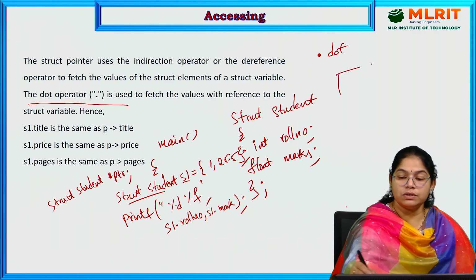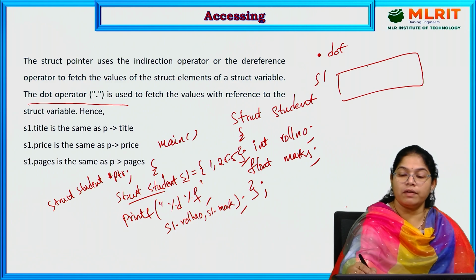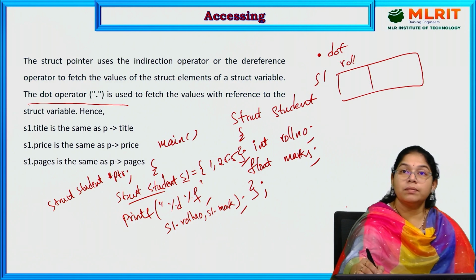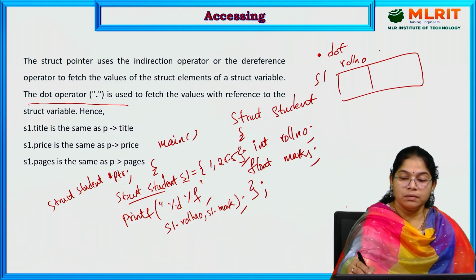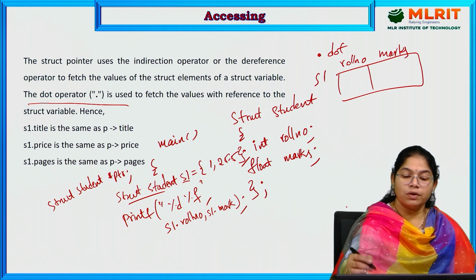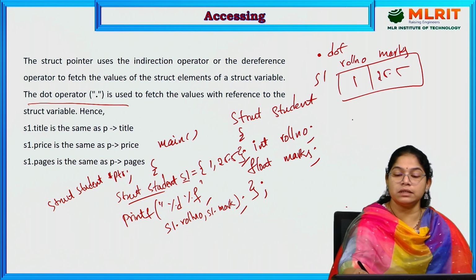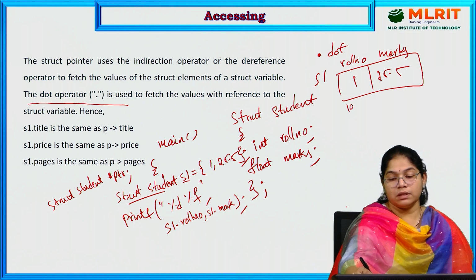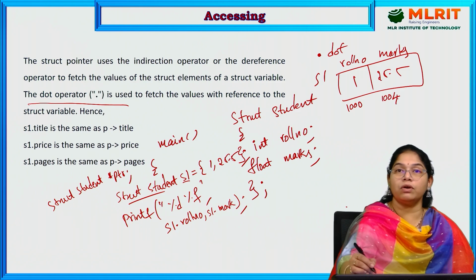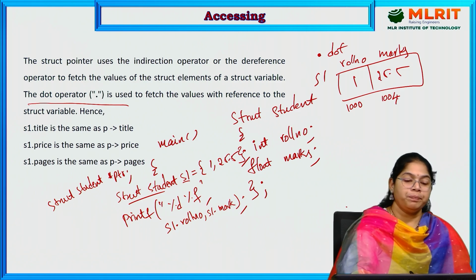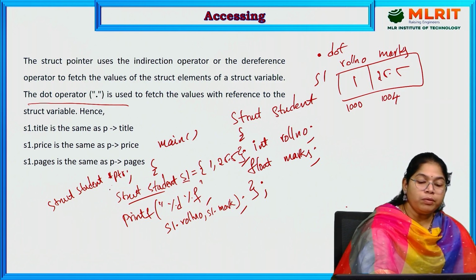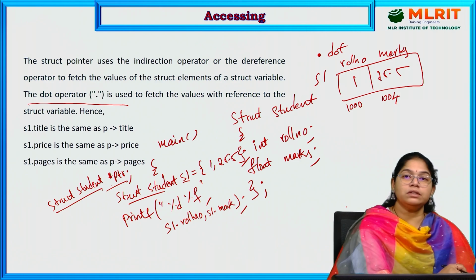Now this student s1 has a roll number and marks. Roll number is 1, marks 25.5. Suppose the base address of this is 1000. Then it is 1004, because int occupies 4 bytes of memory.